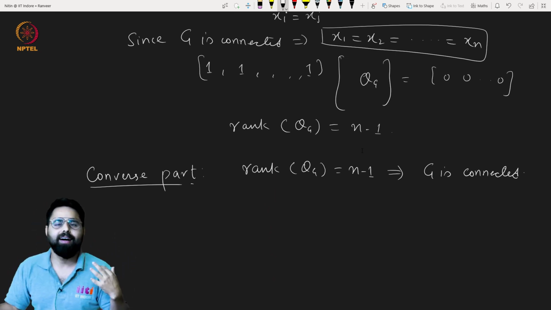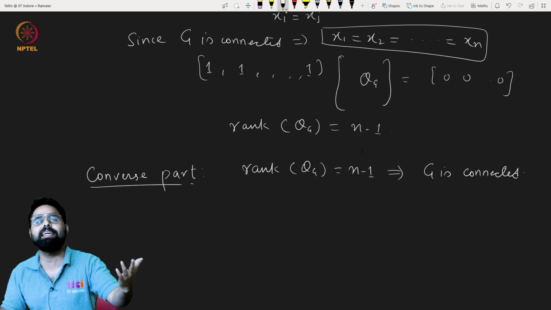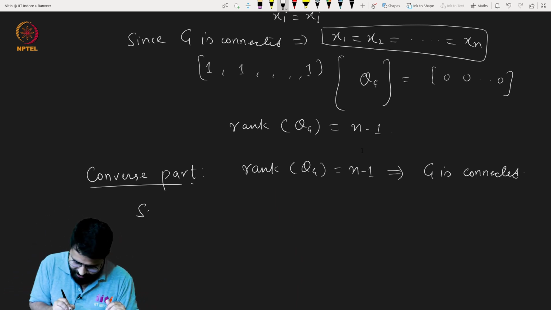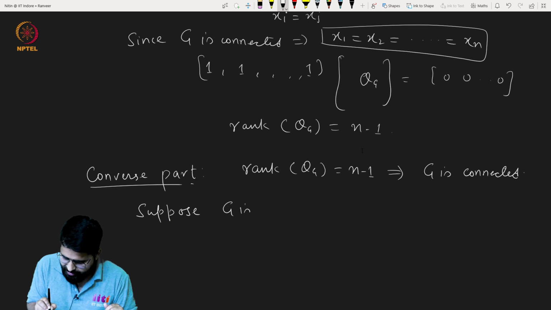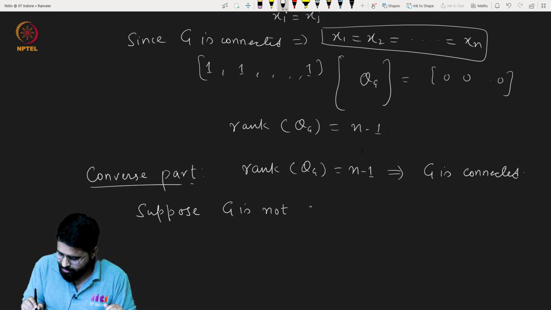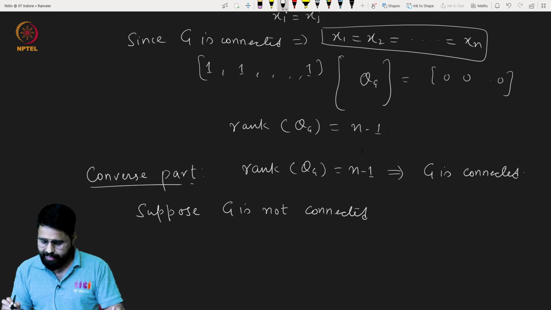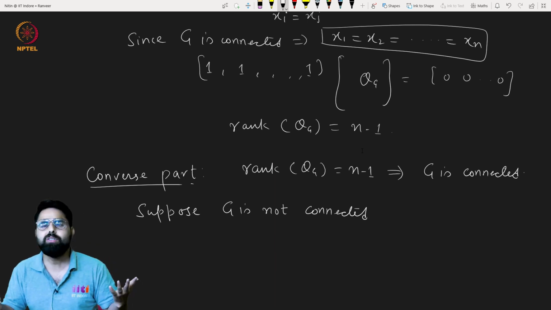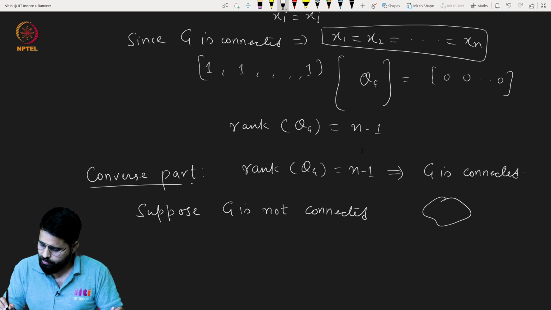We will use a technique of contradiction to prove that. Suppose G is not connected. In this case, there will be at least 2 components, right? Suppose this is one component H and this is the rest of the graph, G minus H.